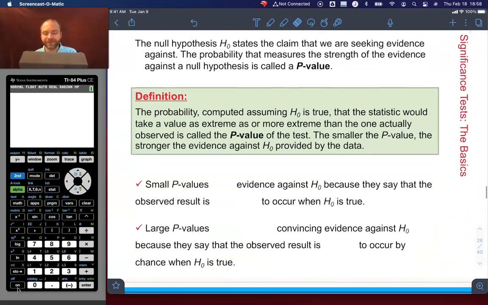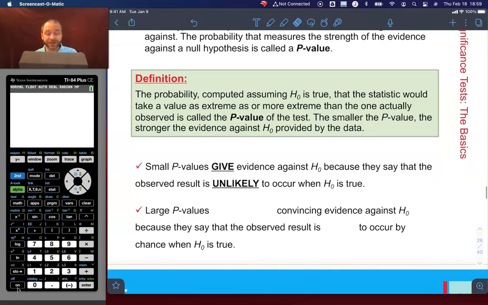So small p-values give evidence against the null hypothesis. And they say the observed result is unlikely to occur if the null is true. So small p-values, small probabilities, are going to be located in the tail, and it gives evidence against the null hypothesis. It says it's unlikely to occur if it was true. Large p-values do not give evidence against the null hypothesis because they say the observed result is likely to occur by chance when the null is true.